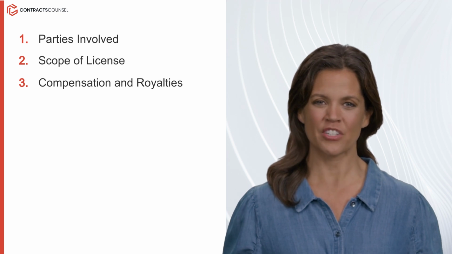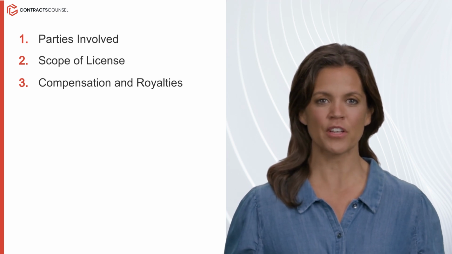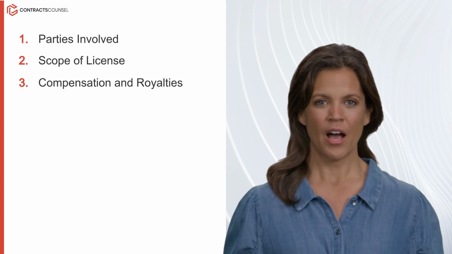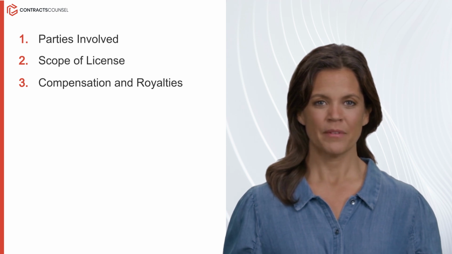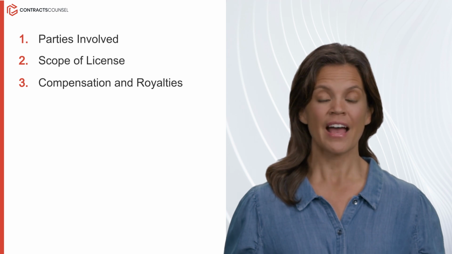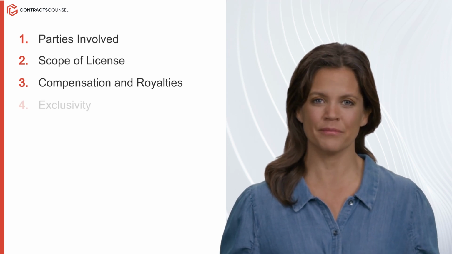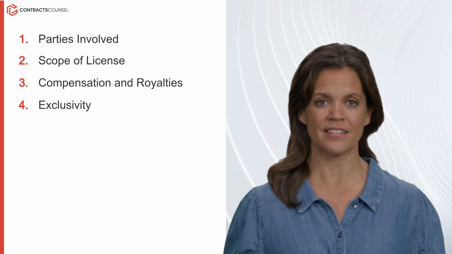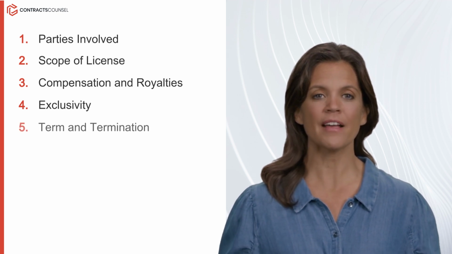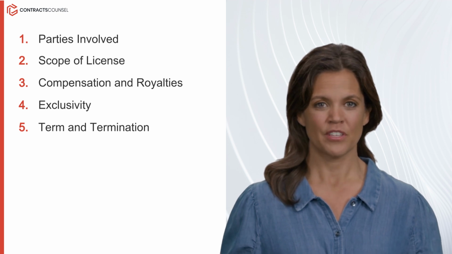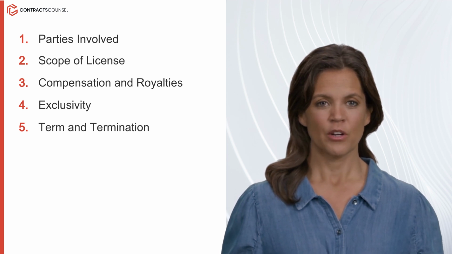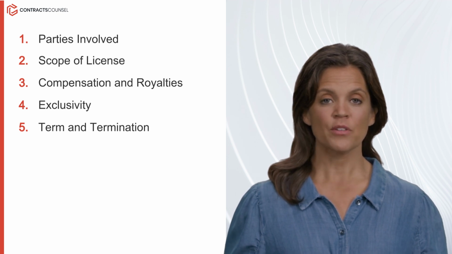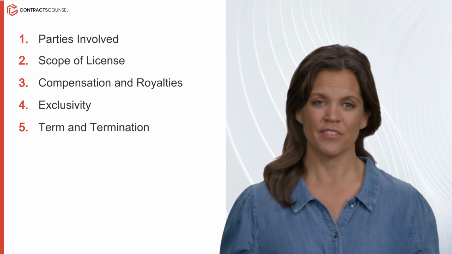3. Compensation and royalties. Check the payment structure, including upfront fees, ongoing royalties, and any minimum guarantees. Make sure you understand how and when payments will be made. 4. Exclusivity. Understand whether the license is exclusive or non-exclusive. An exclusive license means no other parties can use the content in the specified manner. 5. Term and termination. Review the duration of the agreement and the conditions under which either party can terminate it, including notice periods and any termination fees.